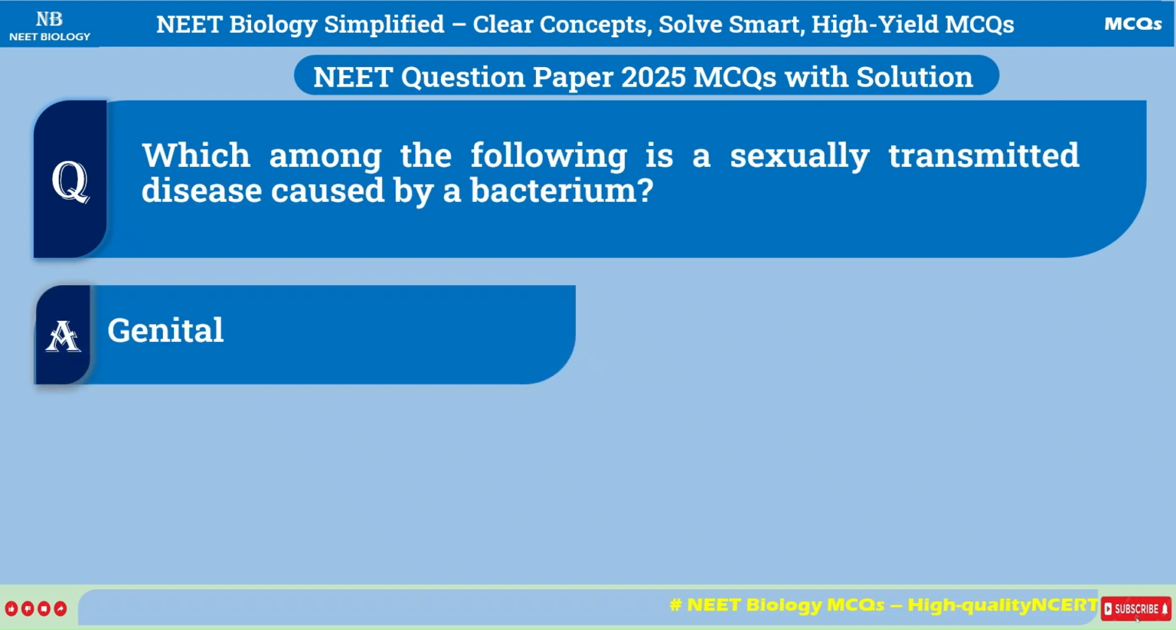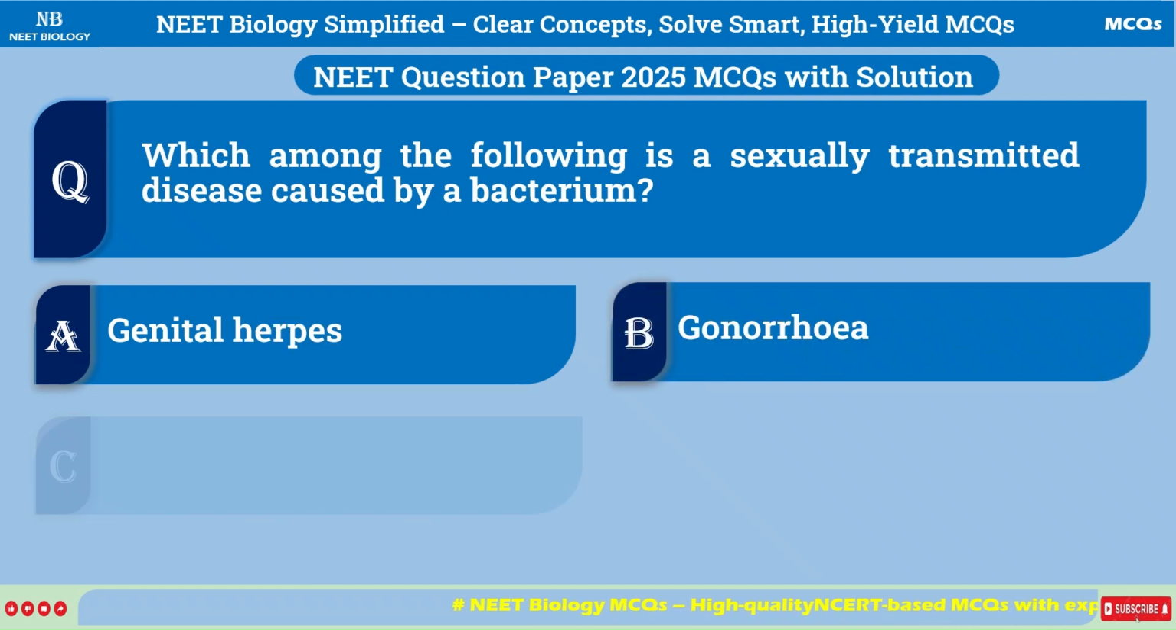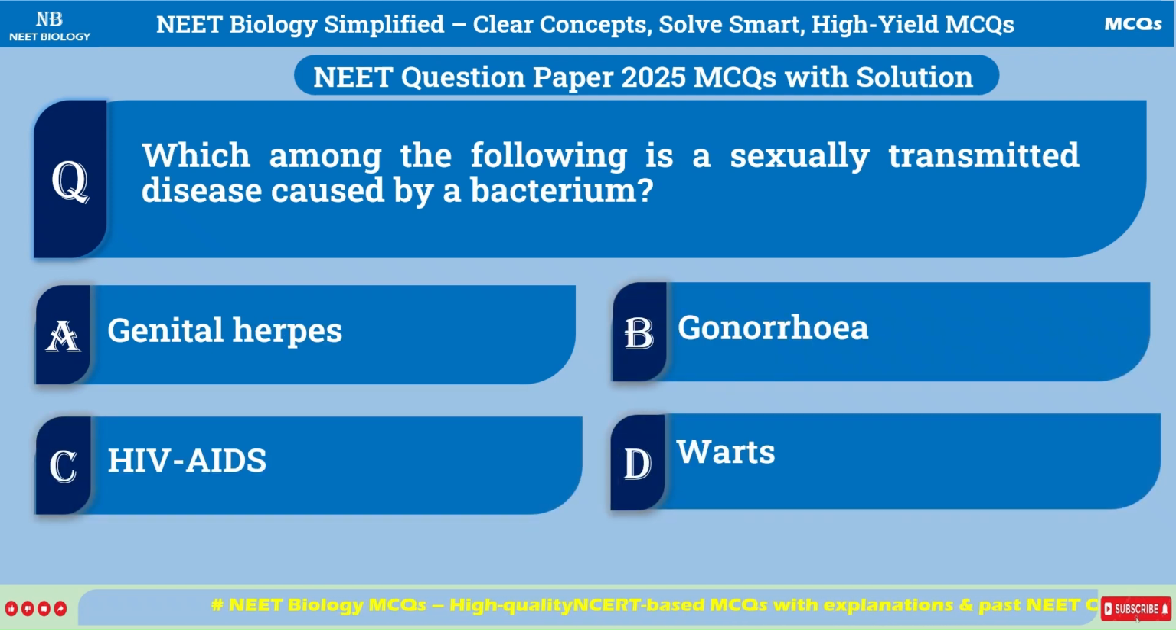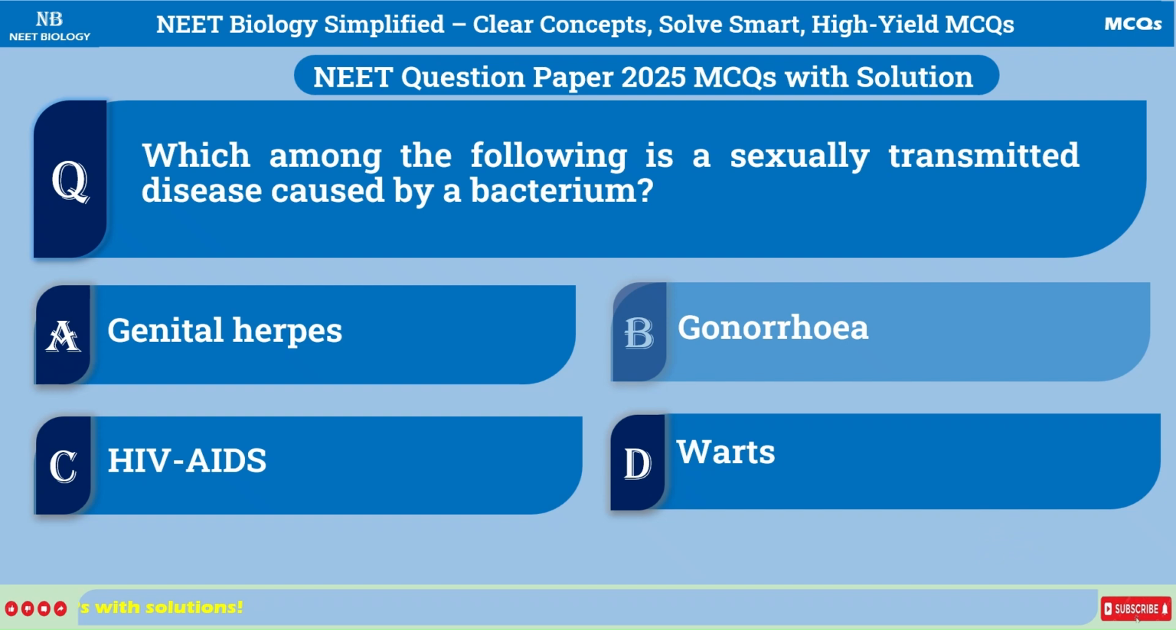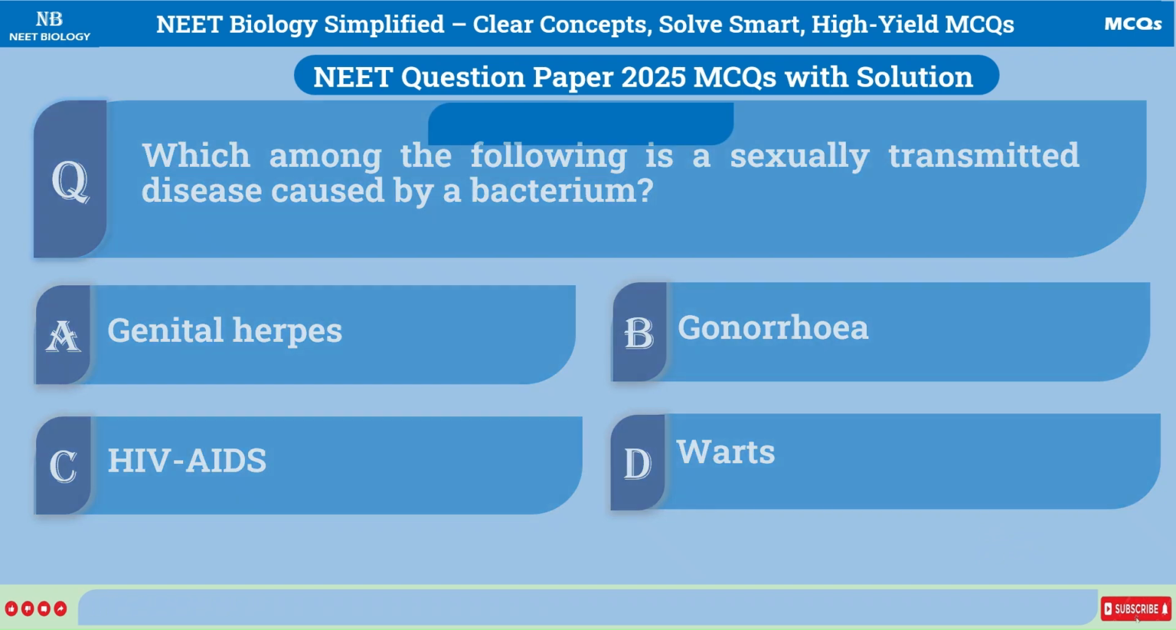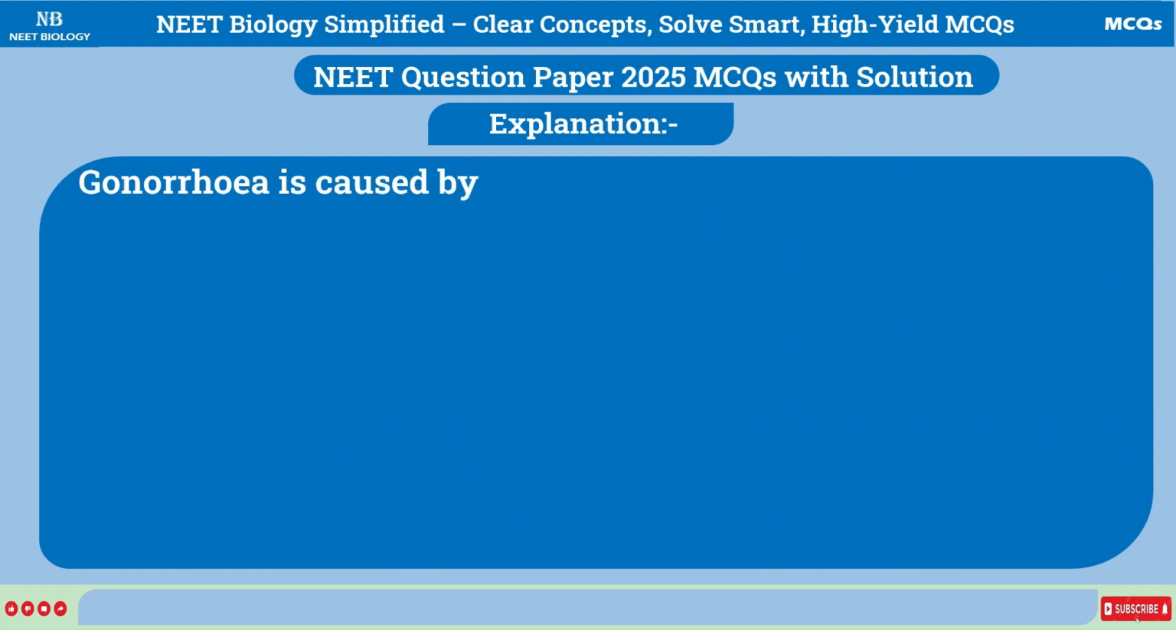A. Genital herpes. B. Gonorrhea. C. HIV/AIDS. D. Warts. Correct answer is B. Gonorrhea. Explanation: Gonorrhea is caused by the bacterium Neisseria gonorrhoeae.